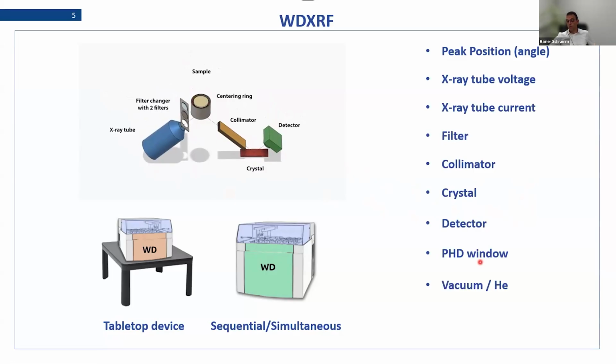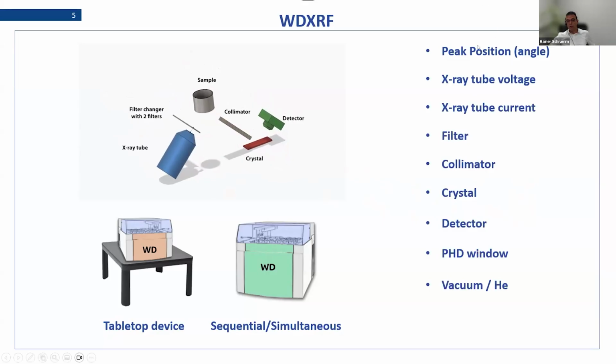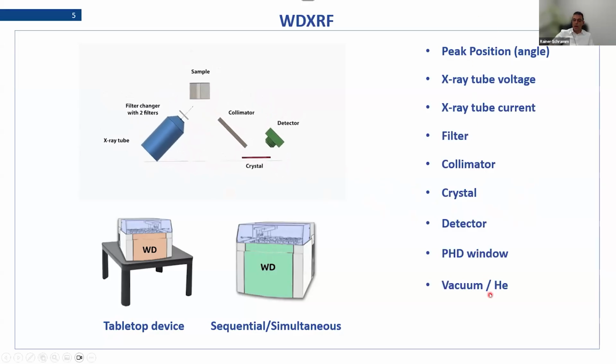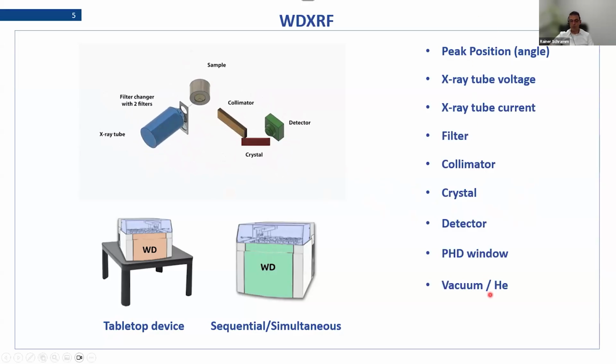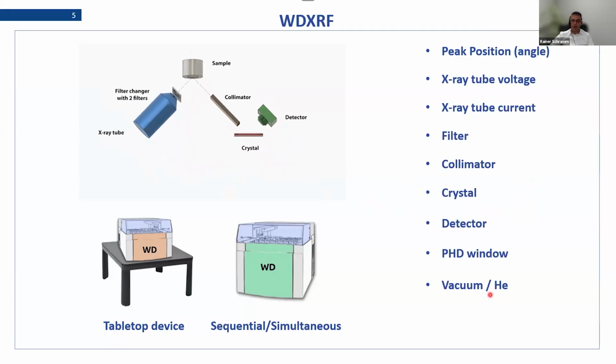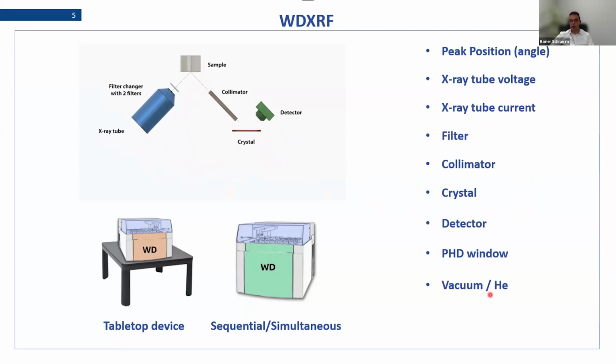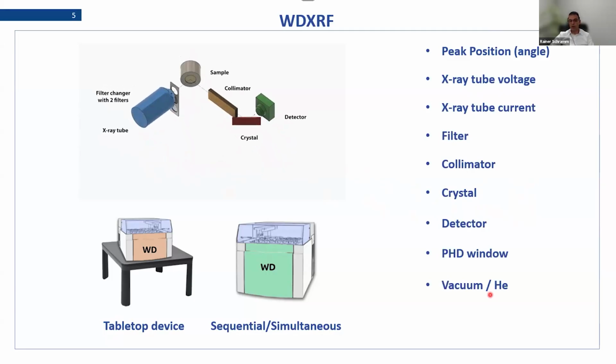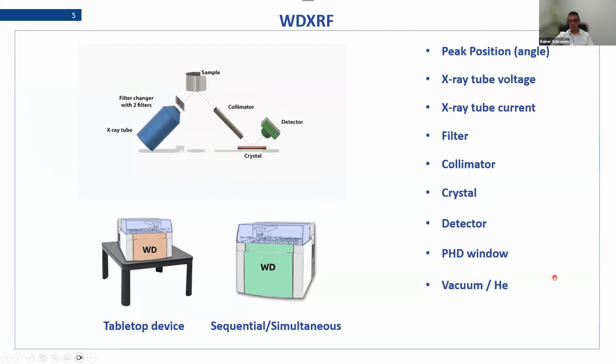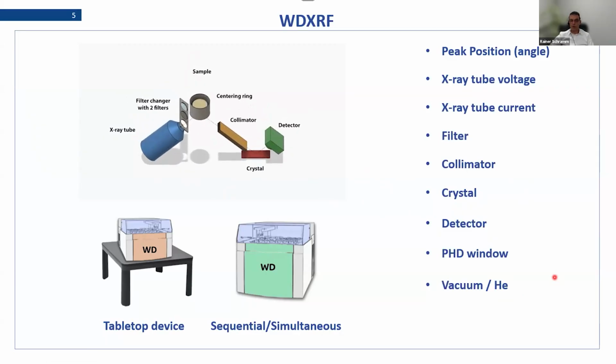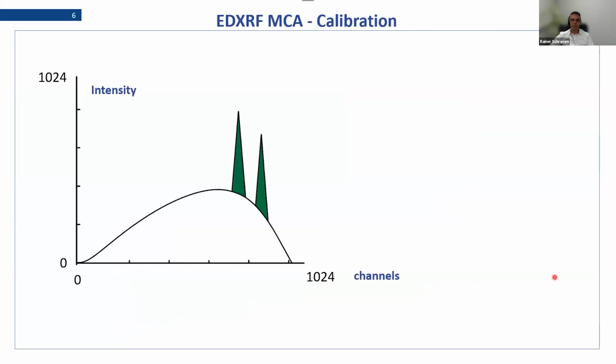And again, the atmosphere we are measuring under. That means all these parameters have an influence on our signal. And by aging and changing over time or exchange, this has a direct influence on the signal we then use for measuring our samples. So let's do energy dispersive first and talk about MCA.